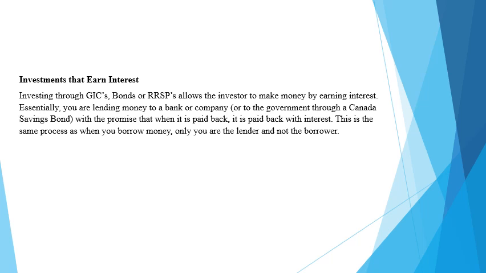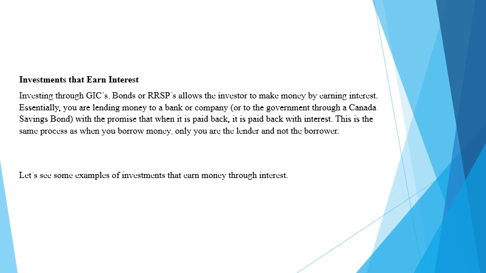So, investments that earn interest. The first few investments we looked at, the GICs and the bonds, and also the last one, the RRSP, allow the investor to make money by earning interest. Essentially, you are lending money to a bank or company or to the government through a Canada Savings Bond with the promise that when it's paid back, it will be paid back with interest. It's the same process as when you borrow money, only now you're lending the money and not borrowing it, so you're earning the interest instead of having to pay it.